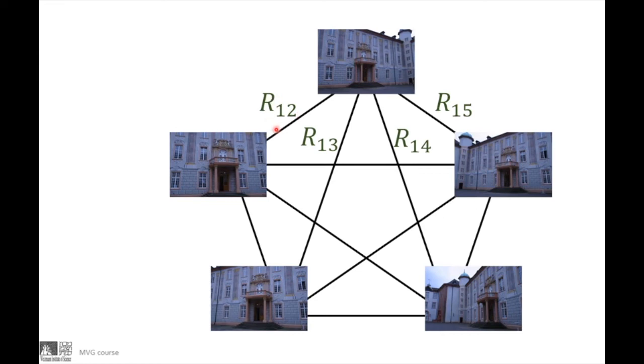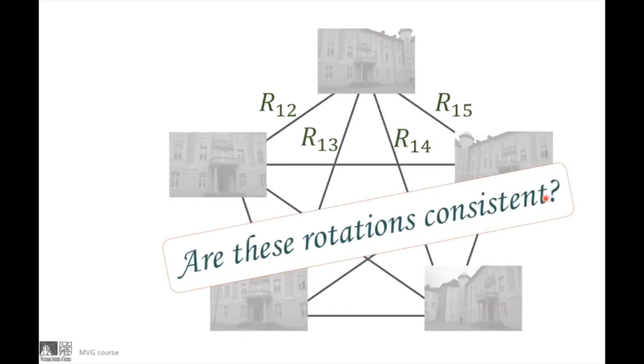So it can have some errors. And the rotations, therefore, may not be consistent. How do I know if this graph contains consistent rotations or not? Any idea? Yeah, of course. If you apply the circular consistency.